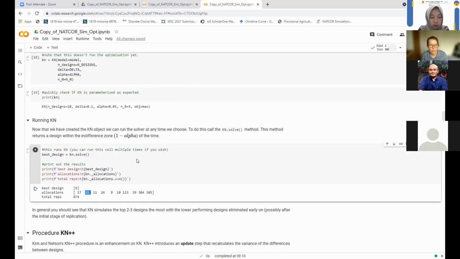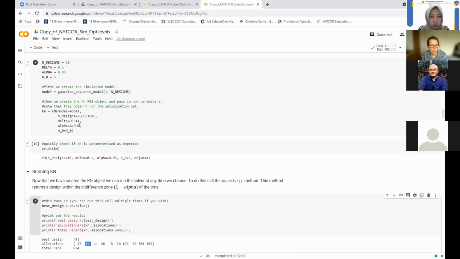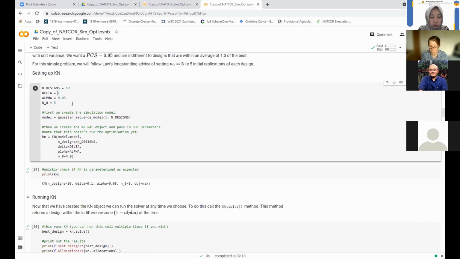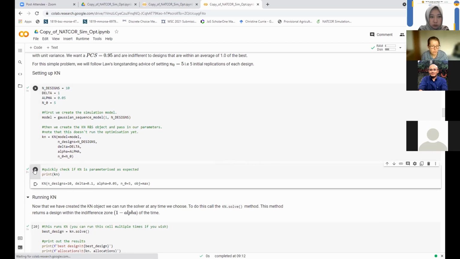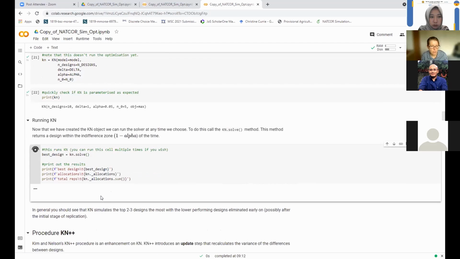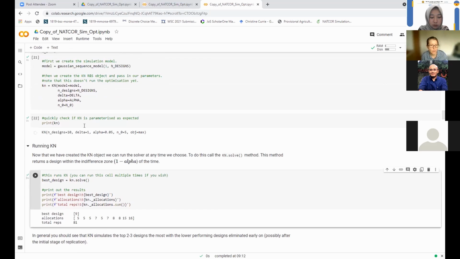So I would have a play around with this, in your own time, and look at different values for delta. So if we did have delta equal 1, for example, how would that change it? Just check that it has changed it, and we'll run that again. So setting delta equal 1, interestingly, we end up with very few replications and it coming up with design 9.